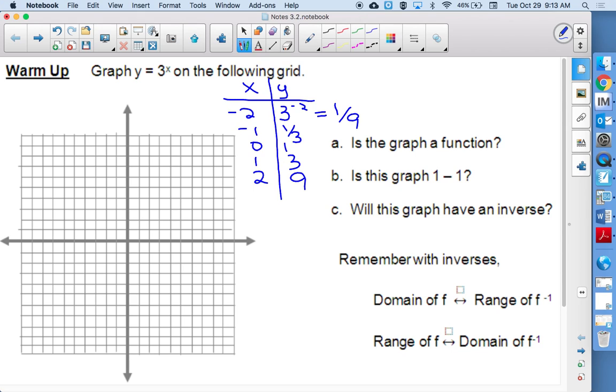So when you have a negative exponent, it creates a fraction because that negative goes to the bottom, becomes a positive value. And then when we graph this, we have 1/9 and 1/3 at negative 2 and negative 1. And then up to 3 and up to 9.